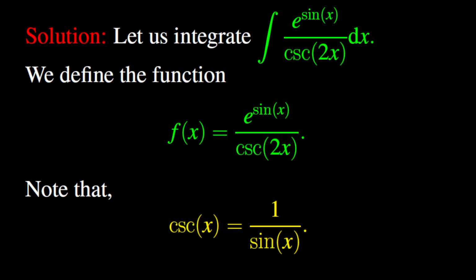It is always beneficial to analyze the function that we are asked to integrate. This initial analysis of the function will help us figure out how to solve it efficiently. We first notice that cosecant of x can be expressed as 1 over sine of x. This will allow us to greatly simplify the expression of the function we want to integrate.